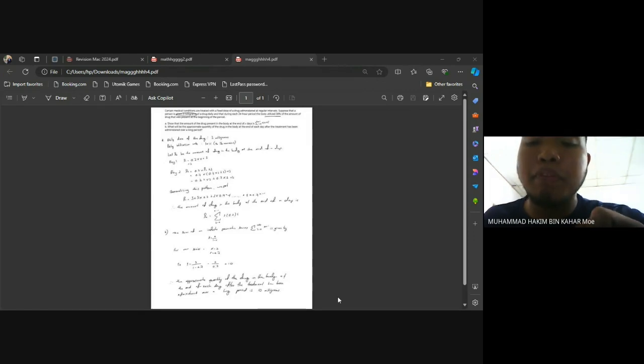Generalizing this pattern, we get the amount of drug in the body on day n. It is a geometric series, where a equals 3 and r equals 0.7. So S infinity equals 3 over 1 minus 0.7, which is 3 over 0.3, and the answer is 10. The approximate quantity of the drug in the body each day after the treatment has been administered over a long period is 10 milligrams.